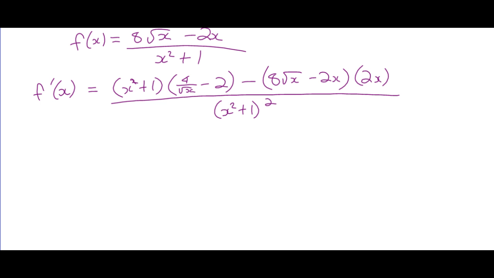So here's what we want to do. We want to get rid of that root x in the numerator. And the way we can do that is to multiply the numerator by root x and the denominator by root x. Now the question is, should we do that now, or should we expand the numerator out and then go through and multiply everything by root x?